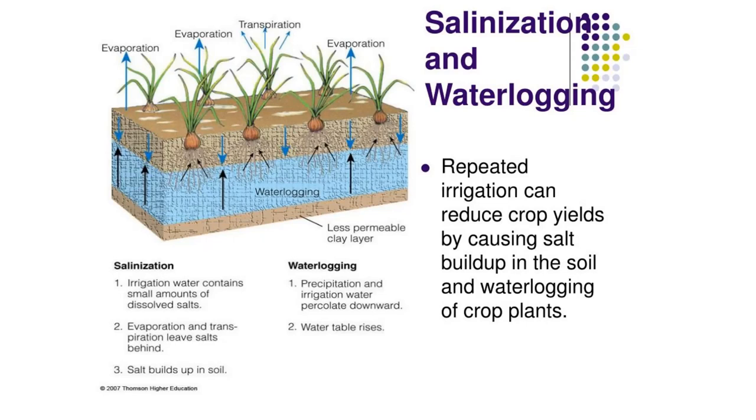That can prevent resources from getting to the plant, but also the high salt concentration is just going to make it an inhospitable environment for those plants. So that's why there are a couple of different issues with irrigation sometimes, and something that farmers have to keep an eye on.